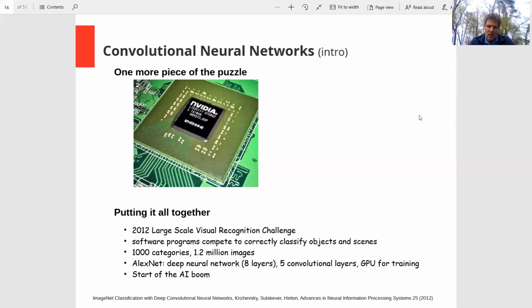And in 2012, there was a group that managed to put all the pieces that I'm describing together: using GPUs, using lots of data, which I didn't get to but that's also important, learning by backpropagation of errors, and convolutional neural networks. They made a big advance in 2012. They had a deep neural network that was 8 layers with 5 convolutional layers. They used GPUs for training. And many people think of this as the start of the AI boom.